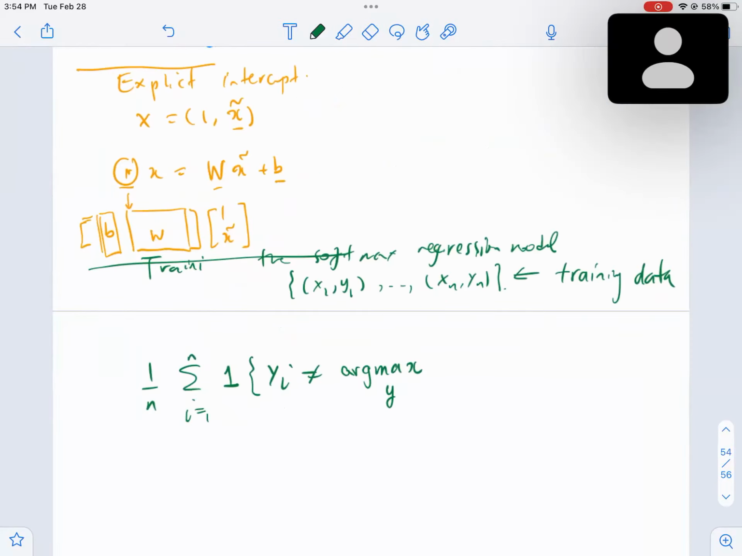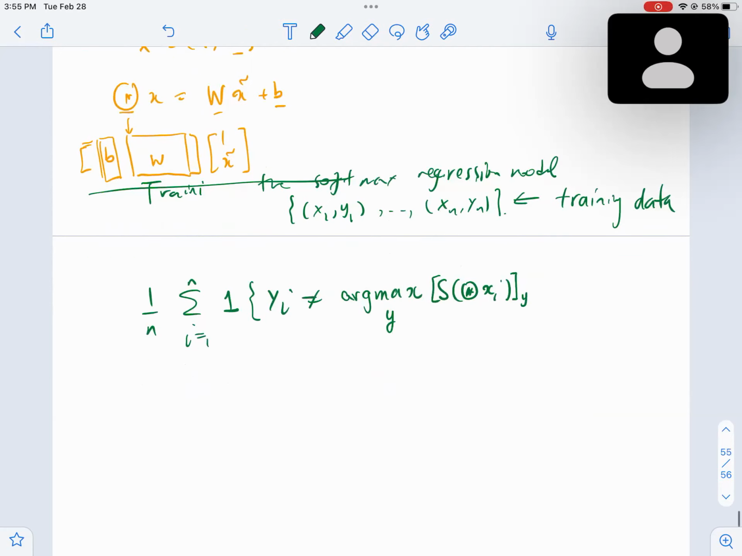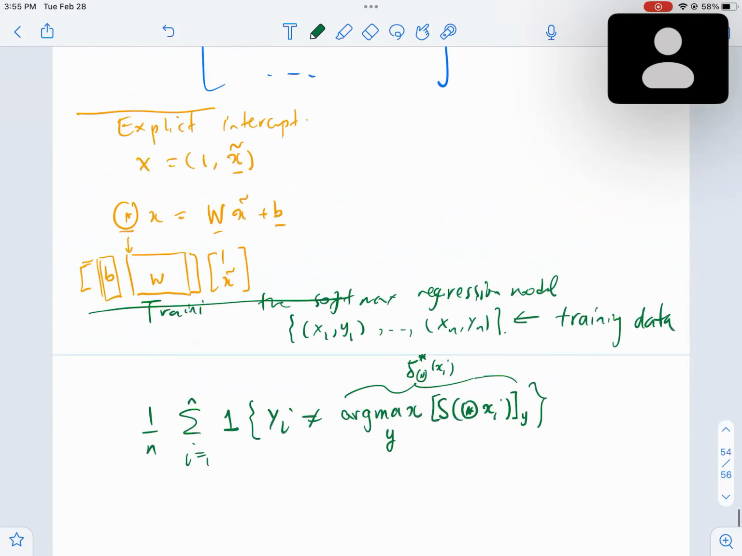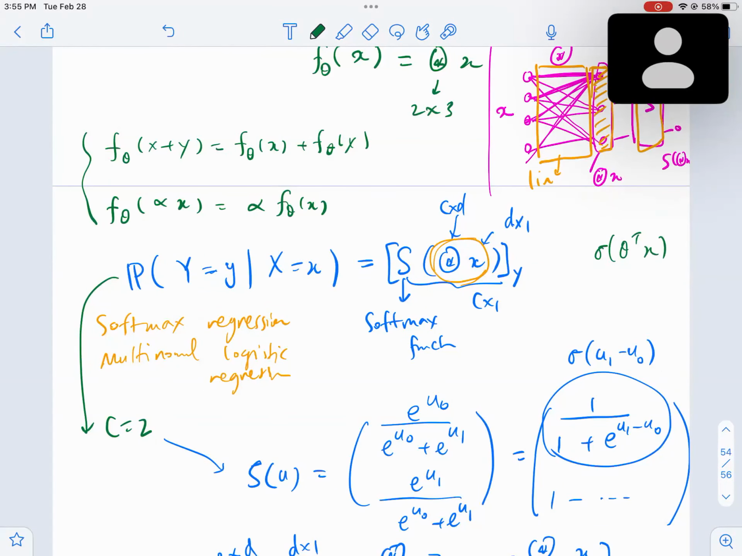The model would be S theta of xi, over the y coordinate. So that would be the decision rule. Basically, let's call this delta star of theta, of xi. So if you have this softmax model, if this is the true model, then you can argue, if you remember, what is the optimal Bayes rule here? What does the optimal Bayes rule do? If you go very far back to the beginning, for the 0-1 loss, what is the optimal rule?